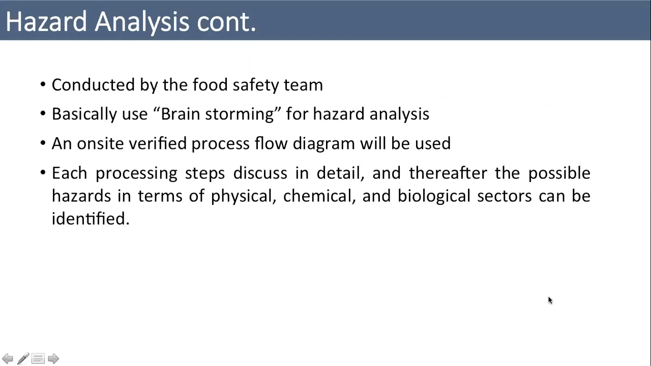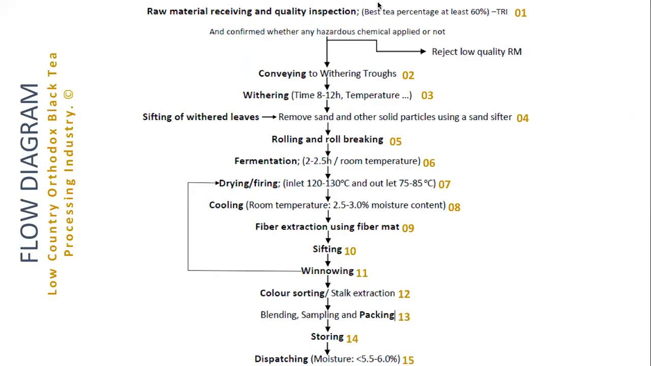Then HACCP is normally conducted by the food safety team leader. The tool is brainstorming. In quality assurance, we always use brainstorming. An on-site verified process flow diagram should be used, and each processing step discussed in detail, right? This is an example. I'm going to explain how to do the HACCP. This example was conducted by me because I am doing some consultancies for some institutes. So this is an actual example.